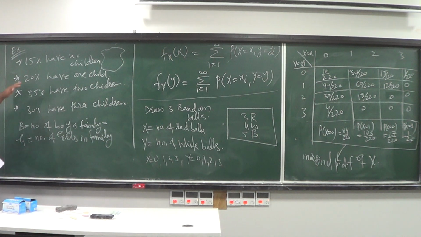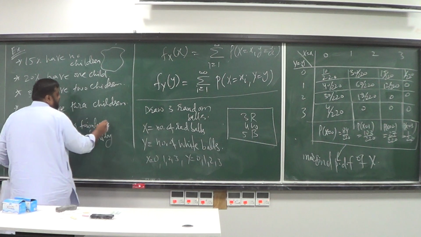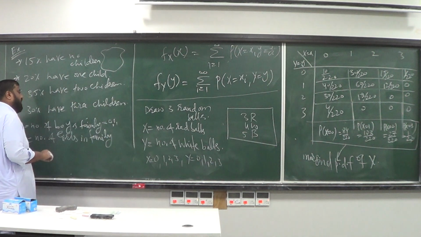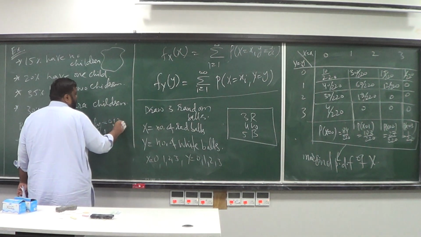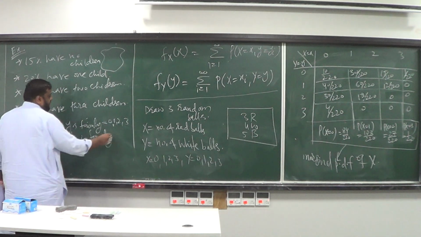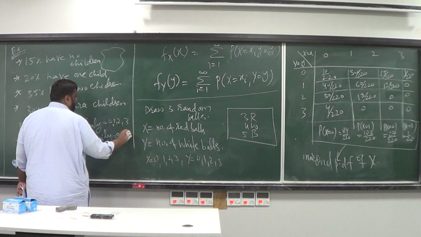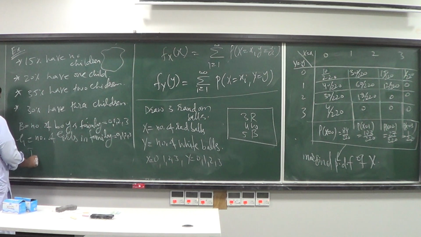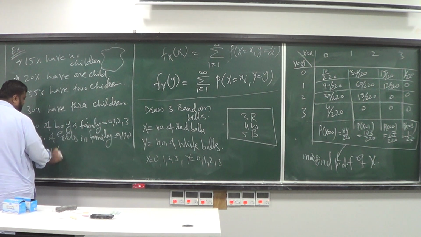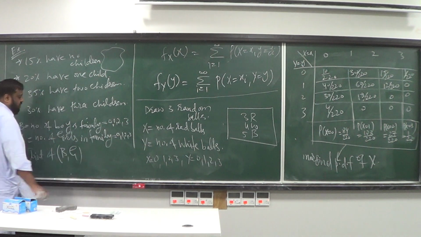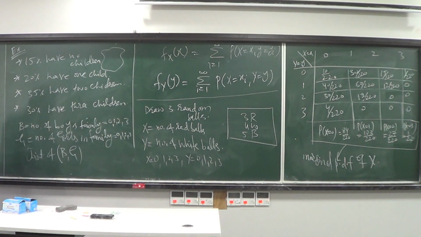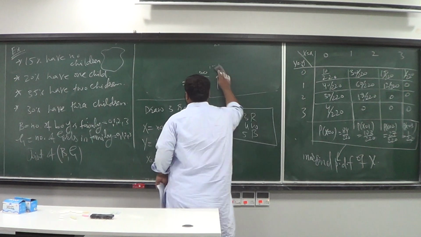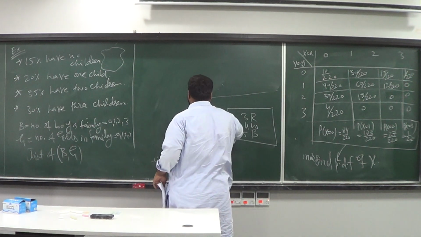Then what values can B take? A family has at most 3 children, so you can have a family in which there is no boy, or one boy, 2 boys, or at most all 3 boys. And similarly for the girls, you can have 0, 1, 2, and 3. And I am interested in writing a table for the joint distribution of the boys and girls. So what would be the probability distribution for boys and girls in a given family?